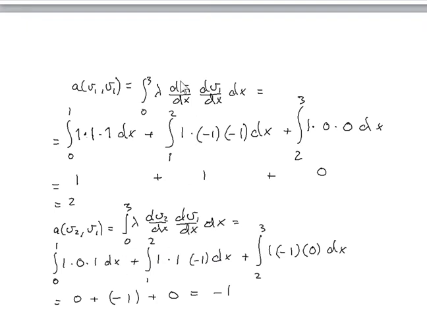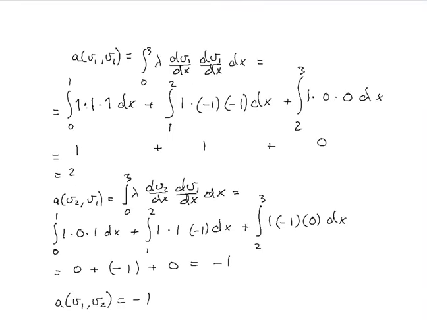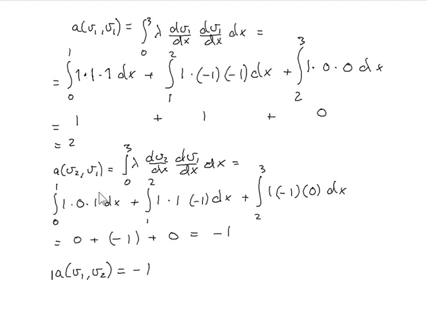In this, as we have told you earlier, the derivative of v1 is equal to 1, minus 1, and 0 in these 3 intervals respectively. So then we get easy integrals because we are integrating just a constant. This integral is 0, this integral is minus 1, and the third integral is 0. So we obtain that a v2 v1 is equal to minus 1. So then we have computed this element of the matrix also.